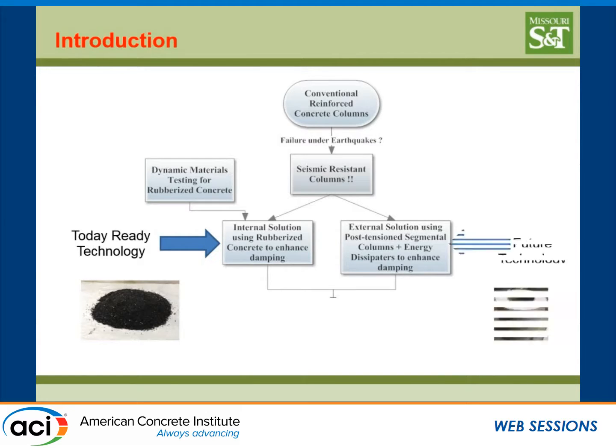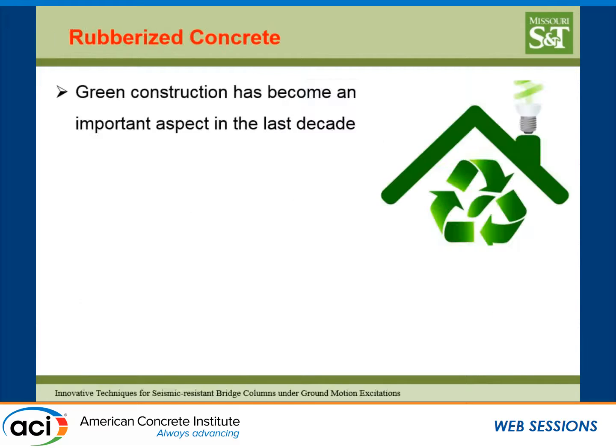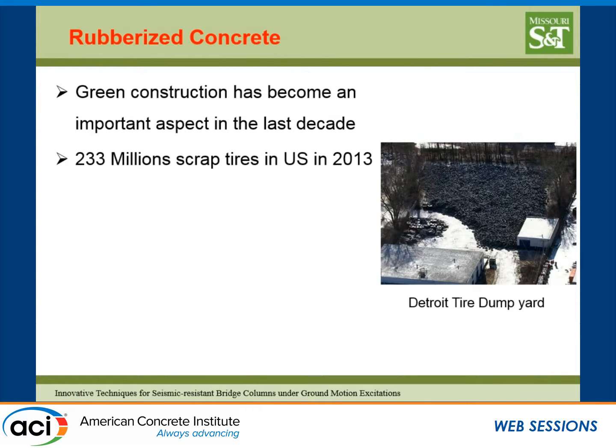The other option is to use segmental construction, and with segmental construction, we add one more thing, which is hollow core columns. So what we use here is segmental, but also hollow to make it easy for construction. As I mentioned, with what we call rubberized concrete, it's a very regular concrete, but we replace part of the sand in the concrete with scrap tires. And with this, we have a greener construction.